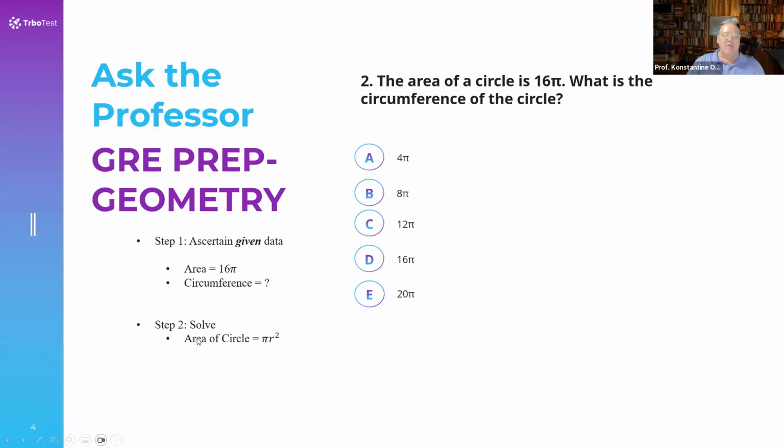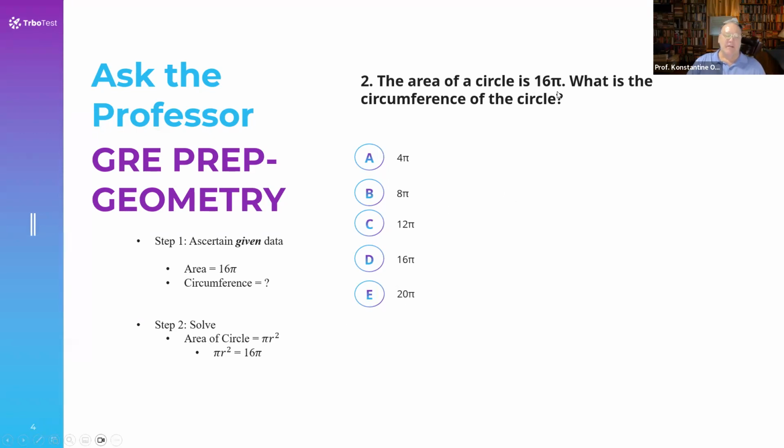Obviously, to solve, we use the formula area of a circle equals pi r squared. For the GRE, remember that pi is 3.14. You don't have to remember any more than that. You can also often get away with just multiplying your numbers by 3 because the answer choices are far enough apart that multiplying by 3 instead of 3.14 will give you the correct answer.